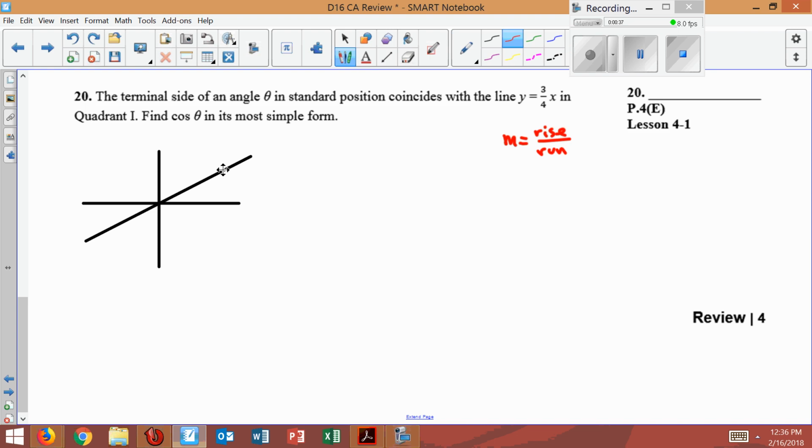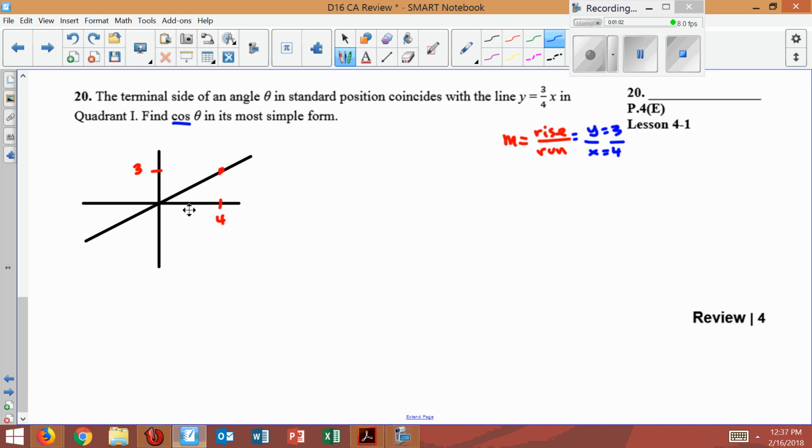Said another way, if you picked any point, let's just pick this point, it might be up 3 units over 4 units, meaning that the rise is the same thing as the y, the run is the same thing as the x, which in this problem is 3 over 4. Now, how does that help us? It says find cosine in the most simple form.